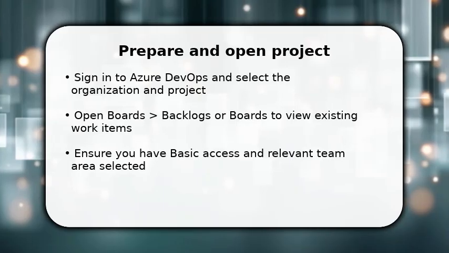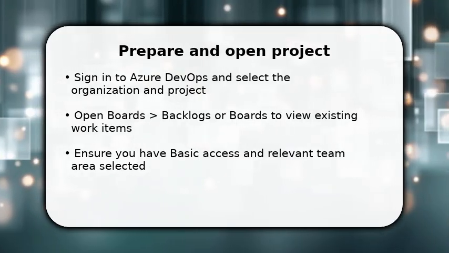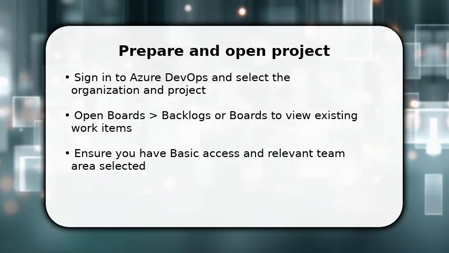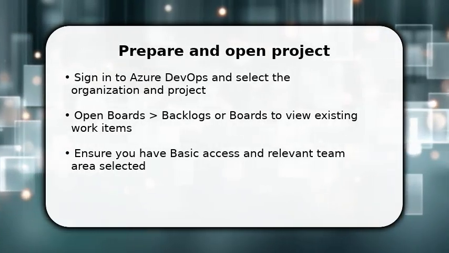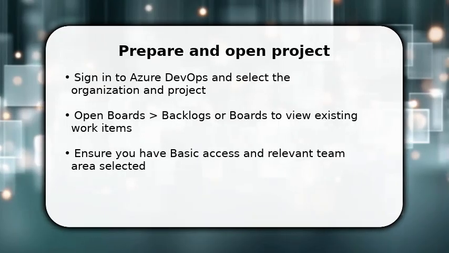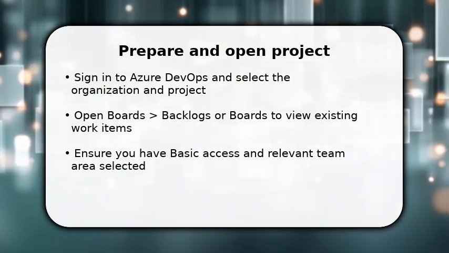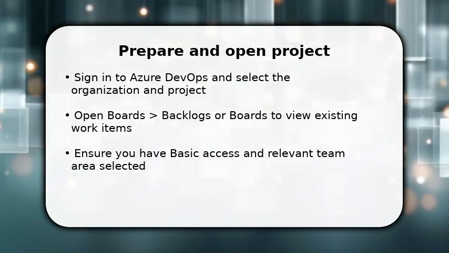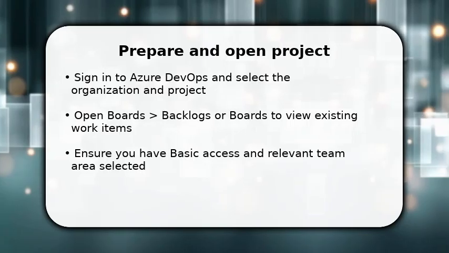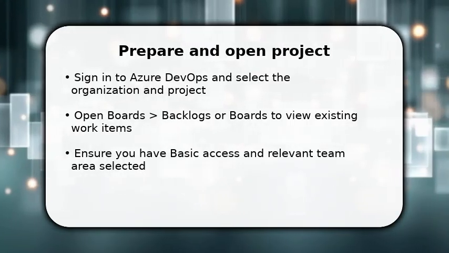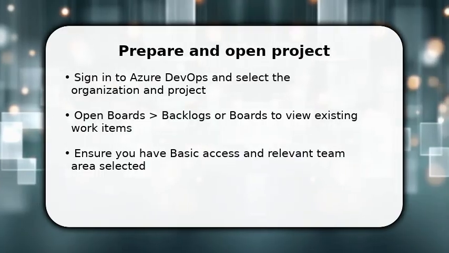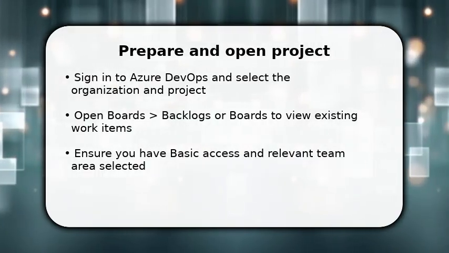You start by signing into Azure DevOps and choosing the correct organization and project. This ensures you create the task in the right context. Once done, open boards and pick backlogs or boards depending on your workflow, because backlogs shows hierarchy while boards focuses on status. Make sure your team area and sprint are selected so the task appears for the right people. If you lack basic access, request it now to proceed without interruption.